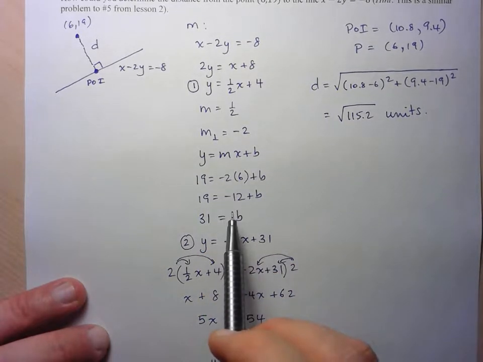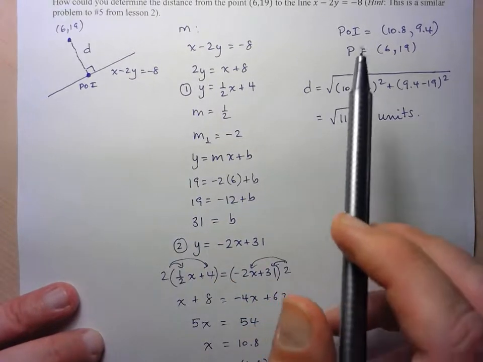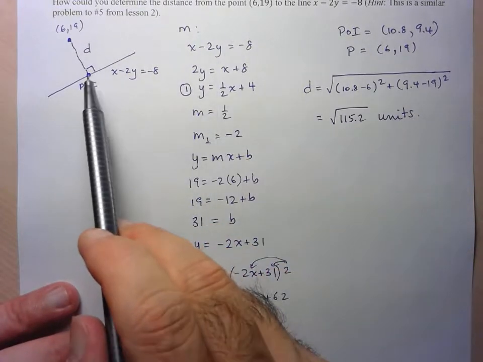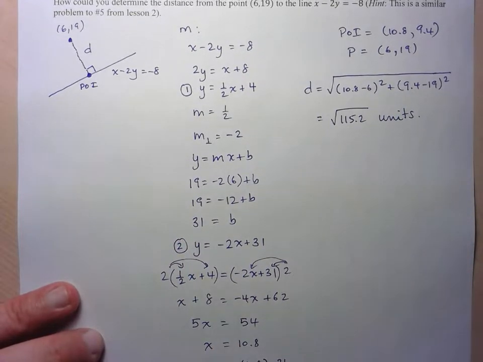Once I find the equation, I'm just left with solving a system of equations to find our point of intersection. And once we have the point of intersection, we can use the distance formula to find that length. Okay, that's it for this one.